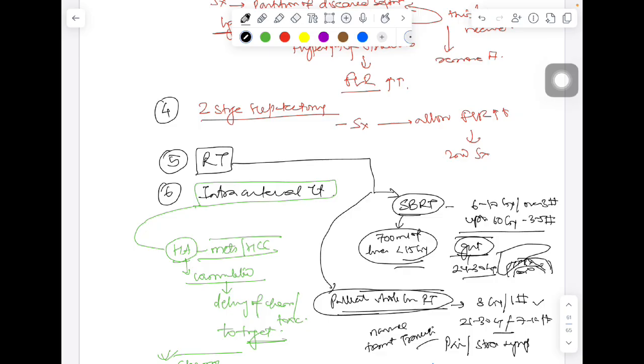So this is all about the chapter. I think the anatomy part is the most difficult, but this is all that is written in DeVita.